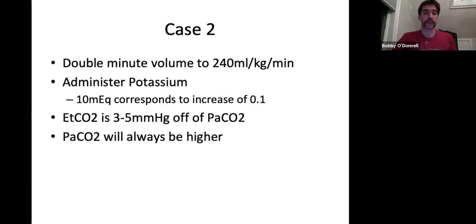So the cool thing too that you can remember is, if you don't have an ABG going out the door, because our sending facilities are sometimes notoriously bad at repeating ABGs. They'll do their initial and then not get it back. Your end tidal CO2 is actually always going to be within 3 to 5 of your PaCO2, and the PaCO2 will always be the higher number. So if you have an end tidal of 30, then their PaCO2 is going to be somewhere between 33 and 35. So that's kind of a neat trick as well. You don't need the ABG to see their PaCO2 en route. So that's something to keep in mind.